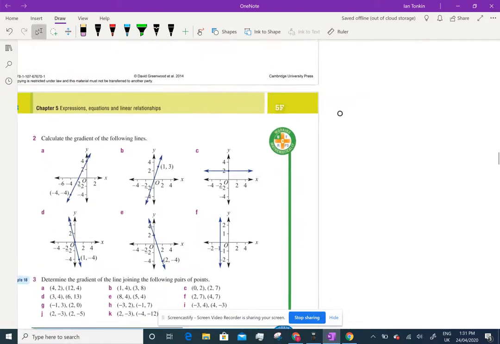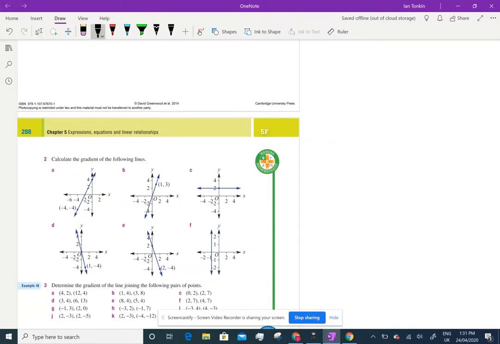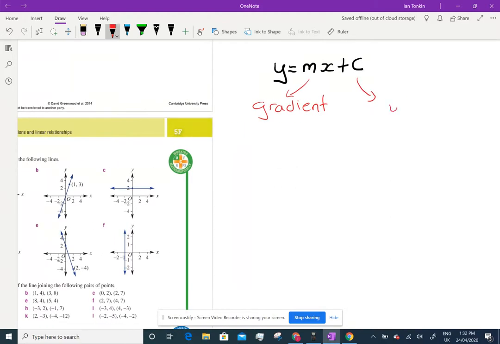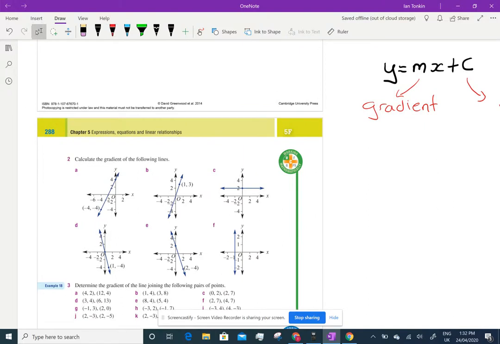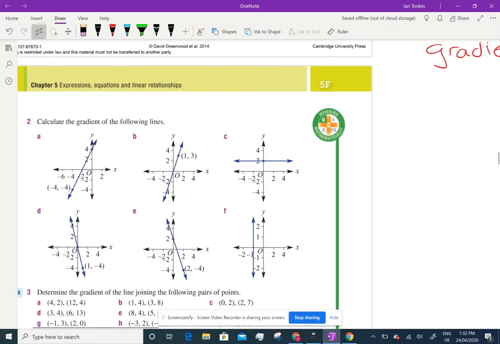So remember, I'm going to be using y equals mx plus c, where m is the gradient. If I can find the gradient, I can just find that value and put it in there. And c is the y-intercept. If I've been given a line, it's pretty easy, I can see where it crosses the y-axis. I've already got one thing. So let's have a look at question number 2A.